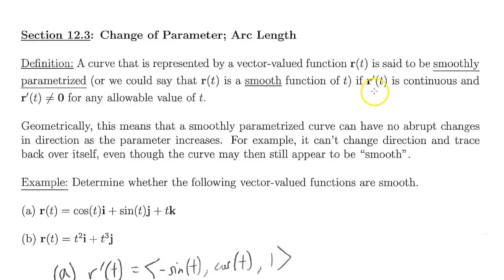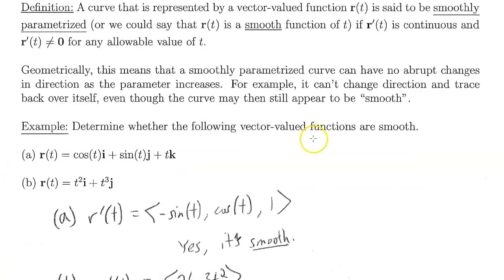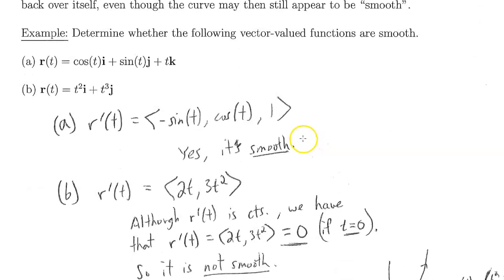But not only does r prime of t exist, r prime of t is continuous. And the derivative is never zero for any allowable value of t. Okay, so what does this mean? Well, geometrically, this means that a smoothly parametrized curve can have no abrupt changes in direction as the parameter increases. For example, you couldn't have a sharp corner in it, or it couldn't change direction and trace back over itself, even though the curve itself might appear to be smooth. So let's look at a couple examples, then I'll draw a picture here and we'll see what I mean.